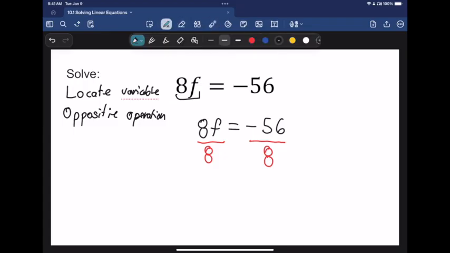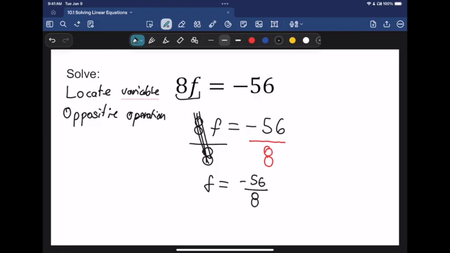So because of that, we can actually cross off these two because they're doing the inverse of each other. So those can be gone. And then we get a new equation here of f equals negative 56 over 8. So what happened is we divided both sides by 8. These canceled each other out, okay? And now we have our next step of f equals negative 56 divided by 8, okay?